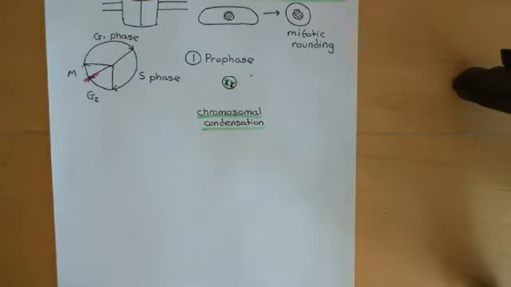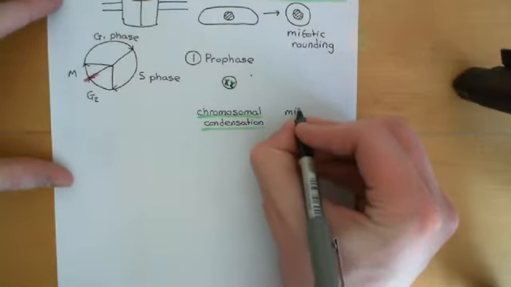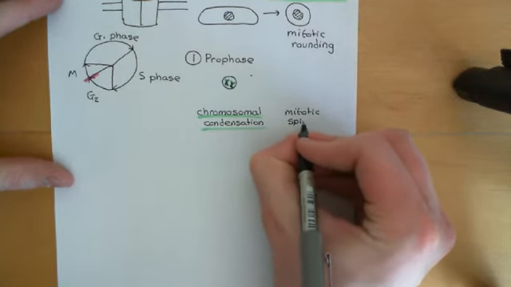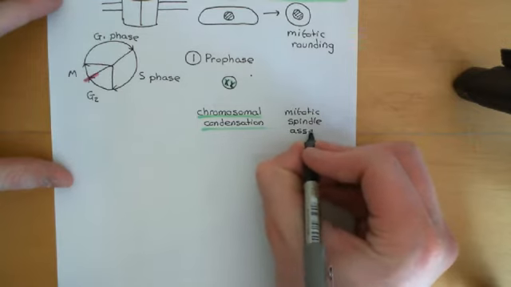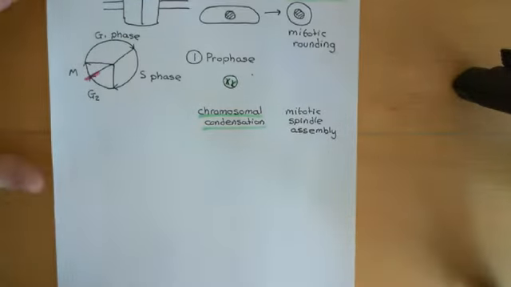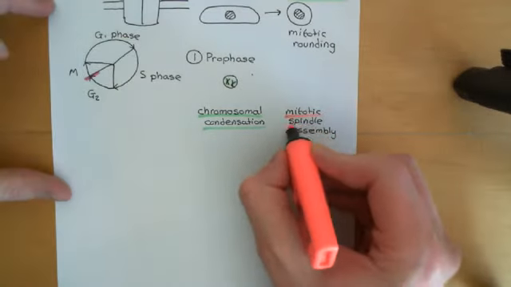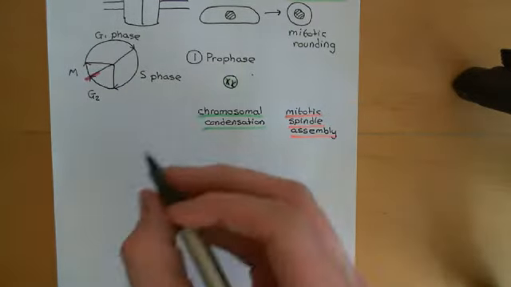The other major thing that occurs in prophase is that the mitotic spindles start to assemble. So you also get mitotic spindle assembly. Now, a mitotic spindle is a special cytoskeletal structure that's constructed out of microtubules, which is going to be involved in splitting the sister chromatids apart. So, mitotic spindle assembly.